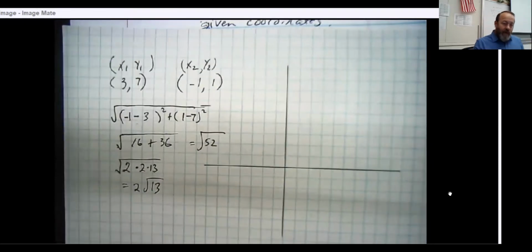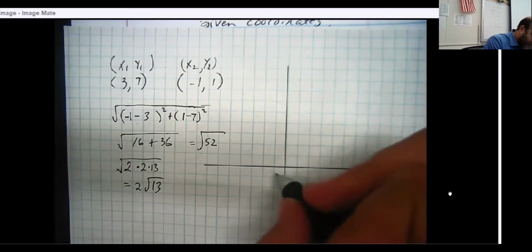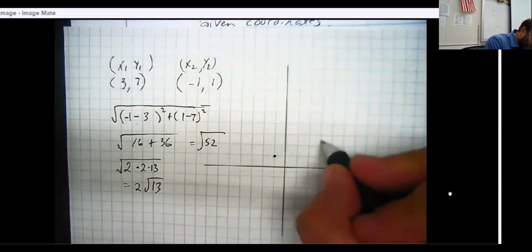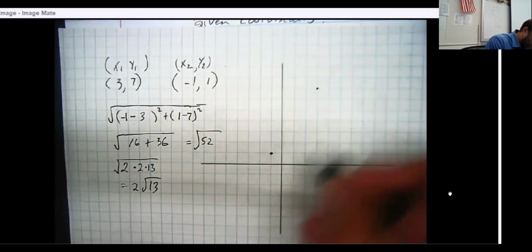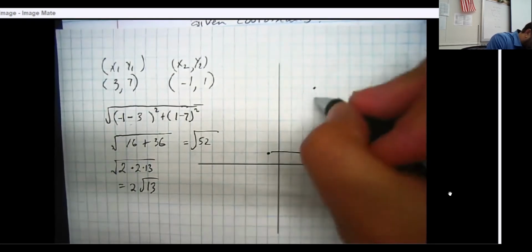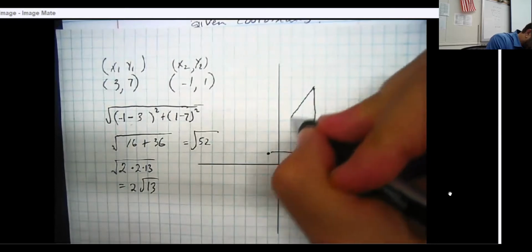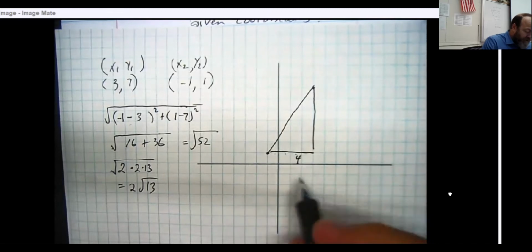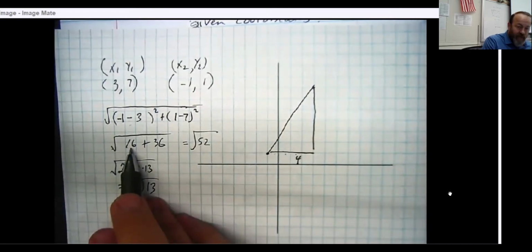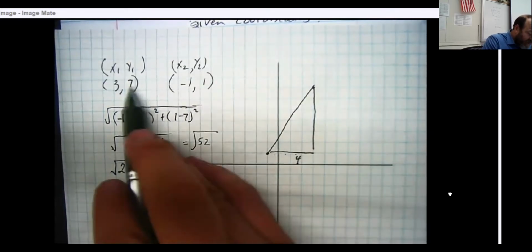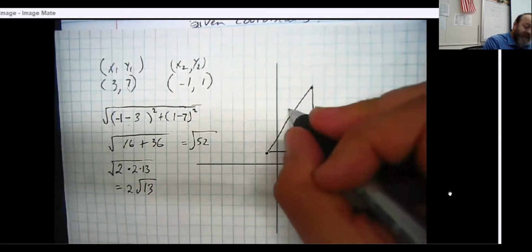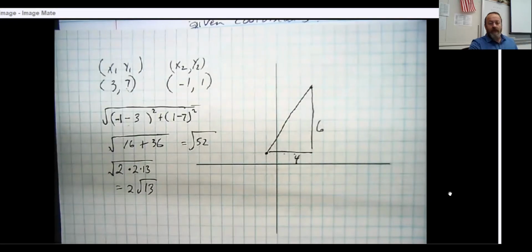Now, if you happen to have graph paper, some people prefer to just come in here and sketch it. 1, 2, 3, 1, 2, 3, 4, 5, 6, 7. And so if we come across and we come up this way, you can see that right here we have 1, 2, 3, 4. You'll notice that that was that 4 squared that was sitting right here. And from here was 1 all the way up to here, which was 6. You're going to notice that 4 squared plus 6 squared equals 52, 2 roots of 13.